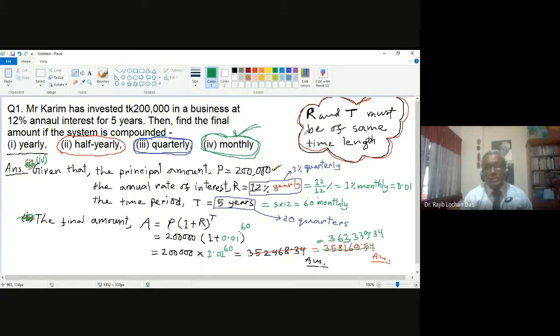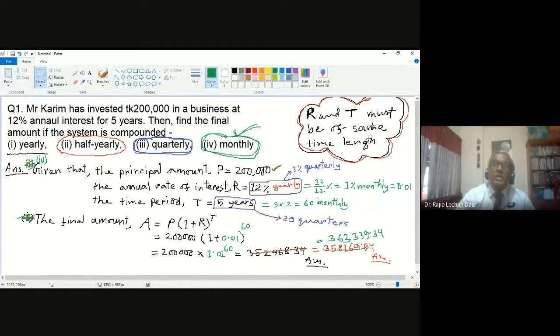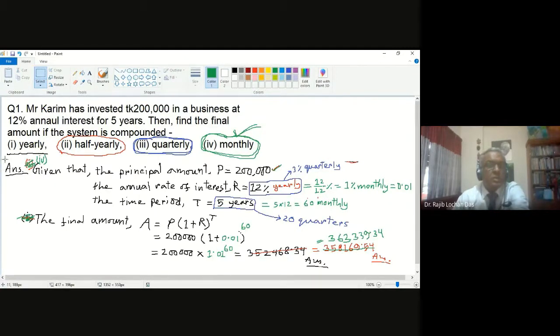Is that okay? Any question, or is this all right? Now you understand this idea. R and T must be in the same time period. Any question from anyone? No question from my side.